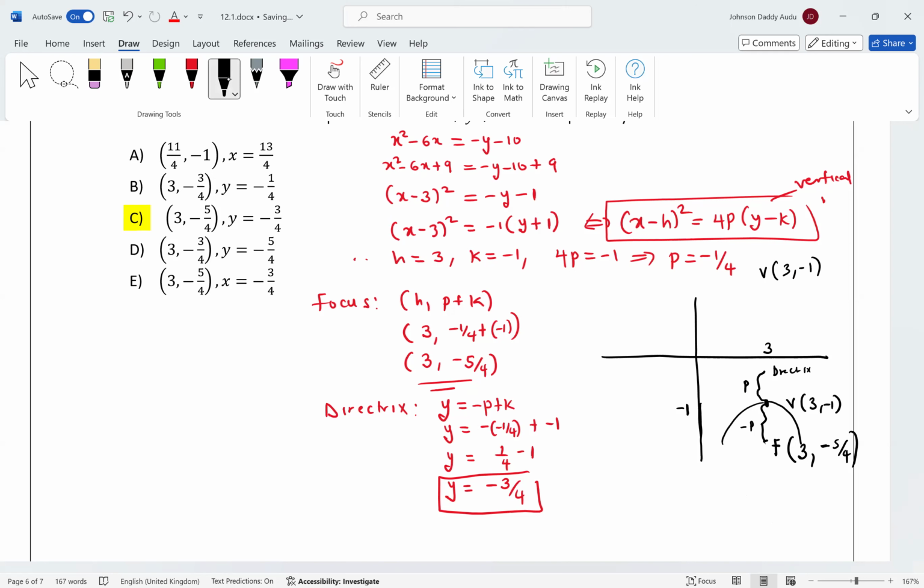And then your directrix, what do you need to do? For the directrix, this is minus 1. So you need to go up by the distance of P, which is minus 1 over 4. And that will give you this point here. So this point here is still going to be 3, right? And minus 3 over 4. So this line is your directrix. All right.